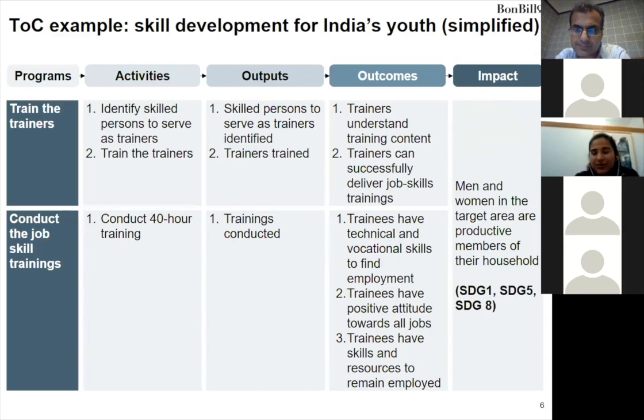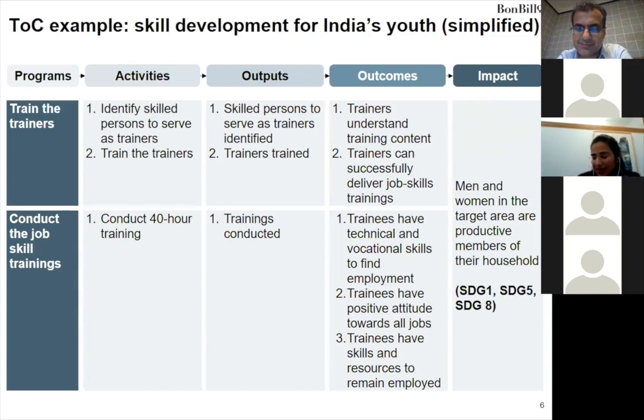So you want to create some sort of survey here, for example, like you do a pre-test. That means before those folks are trained, you want to ask them a series of questions. And after the training, you want to ask them a series of questions and see the difference between those two to make sure that they've actually learned something. Trainees have positive attitudes towards all jobs. This is a kind of capability well-being indicator where you want to understand their attitude, because a positive attitude, I mean, I'm not going to go into psychology, but can help you have the right mindset to actually find a job. And then trainees have skills and resources to remain employed.